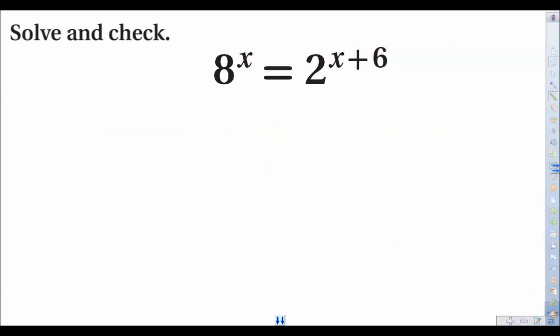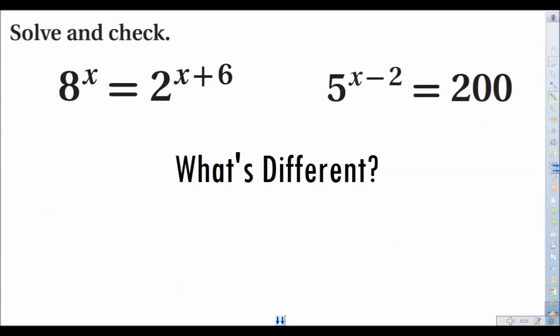Alright, take a look at this example. 8 raised to the x equals 2 raised to the x plus 6. Let's compare that to the previous problems we've been working on here. Do you notice what's different about this problem? Yeah, notice with this problem here, we have the variable x used on both sides, the left side and the right side.